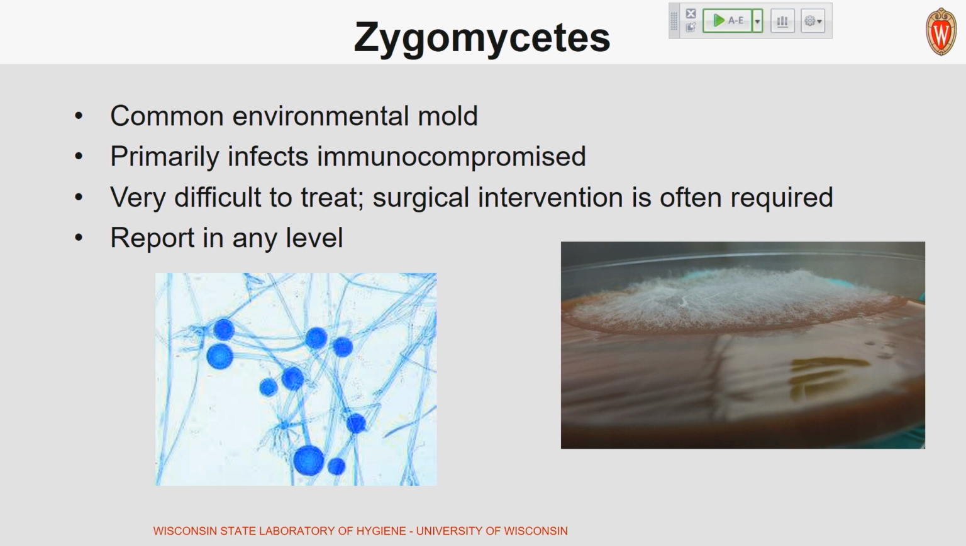And the zygomycetes. So again, another common environmental mold, but it can be implicated in immunocompromised patients, and it can be very difficult to treat, often with surgical intervention being required. There is a call to actually report this on any level if you do see it, because it can rapidly disseminate and cause some downstream sequelae quite quickly.